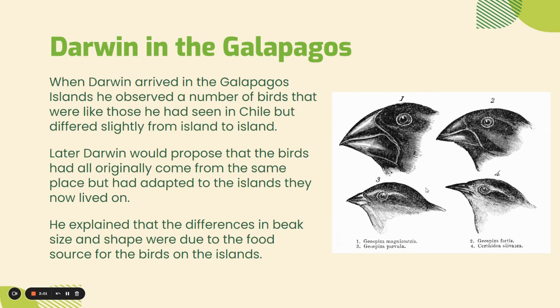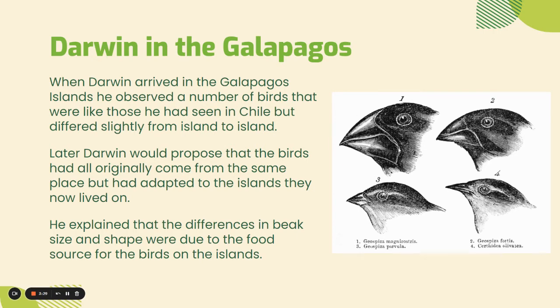He explained that the differences in beak size and shape were due to the food source for the birds on the islands. So basically what he's saying is that a group of these finches, or birds, who lived in Chile flew to these islands, and different groups of them moved to the different islands. One group went to island 1, one group went to island 2, a group went to island 3, and a group went to island 4. And on each island, there were different food sources that the birds could eat.